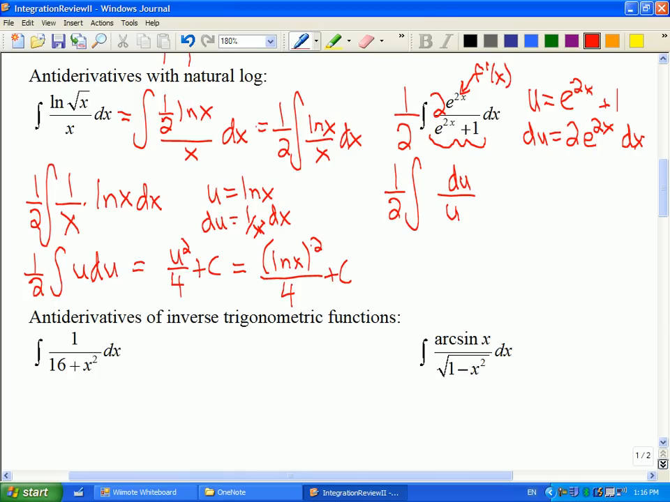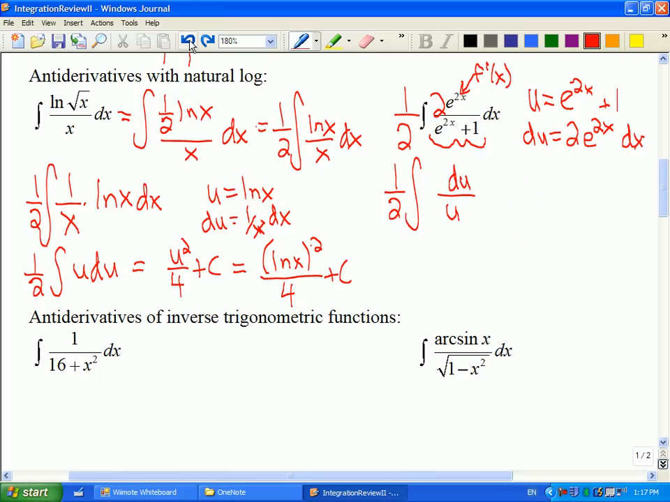And any ideas? How would we integrate that? Ooh, I heard a few suggestions. What's the exponent on this? If we were to try the power rule, will it work? No. How come it doesn't work? It goes to 0. Yeah, so this won't make sense, right? Be careful, it doesn't make sense to do that. So that's how we know we have to move to the logarithm.